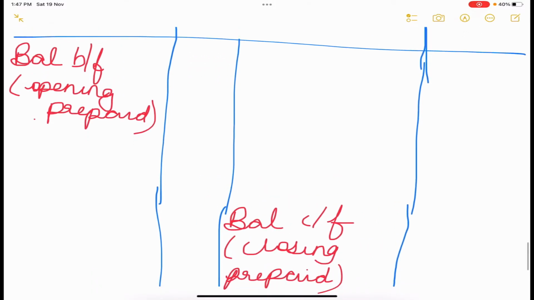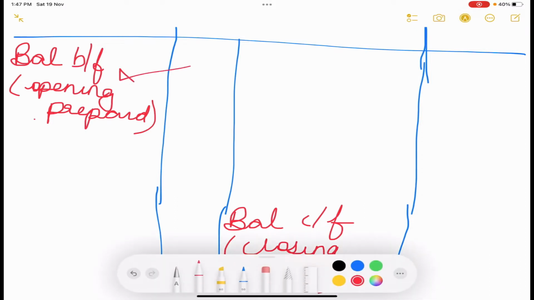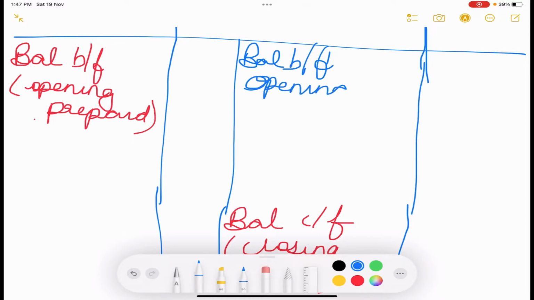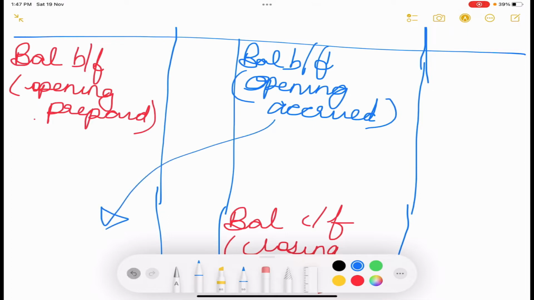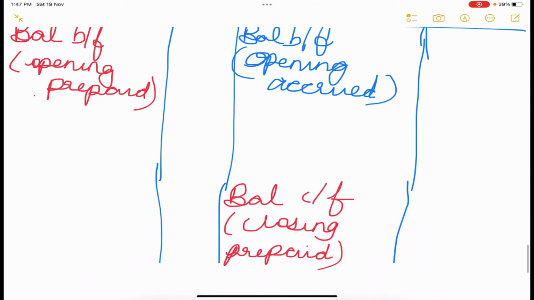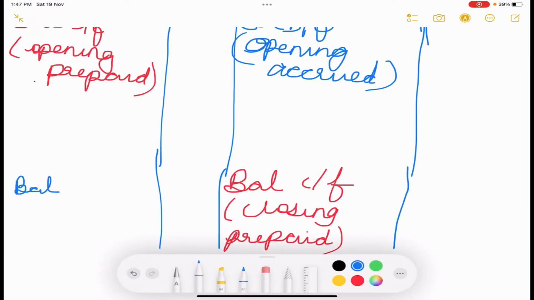And then we will see the other side. This side is my opening prepaid, so this side will be my accrued. Again, we have the same thing, balance BF, and our balance BF is nothing but opening accrued this time. And the same thing follows again on the opposite side. We're going to write the closing accrued. Again balance CF, and I hope you're writing it along with me. Closing accrued.